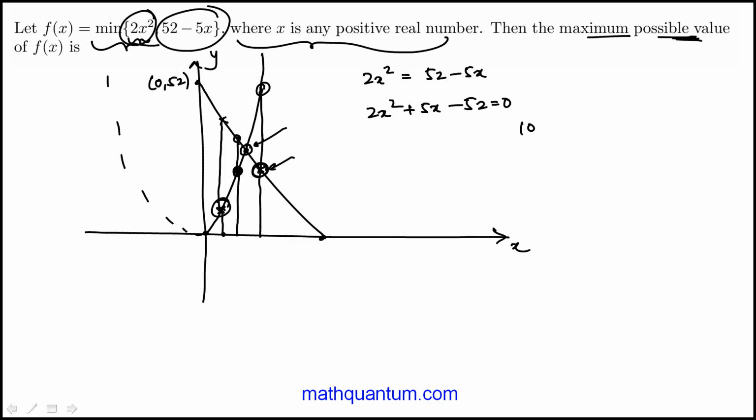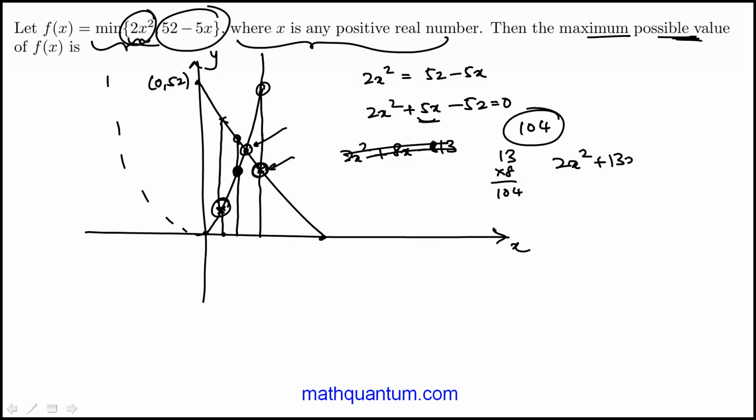That gives us a product of 104, and I can split it: 13 times 8 is 104. So this becomes 8x minus 13 times 8. So yeah, this is actually, no, this is 13x minus 8x, because 13 times 8 is 104.